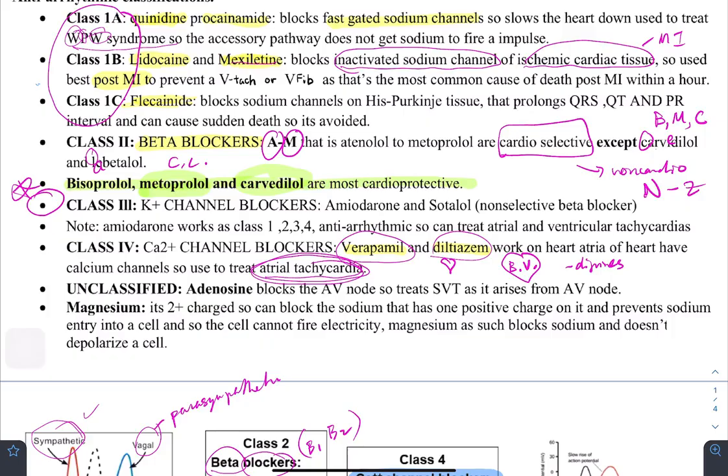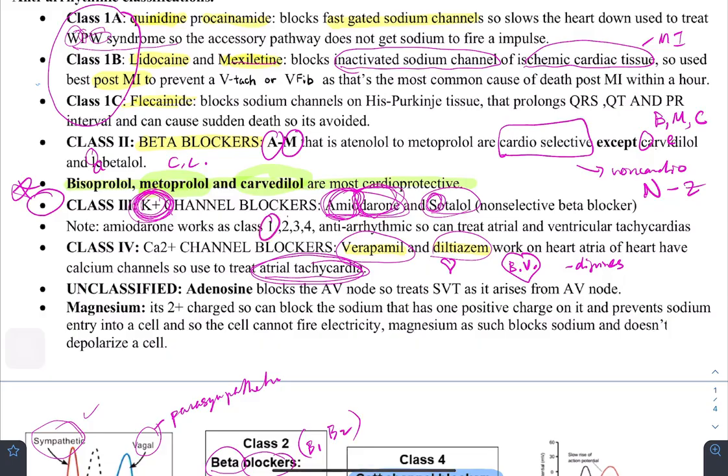Now, going back to class 3, which is your potassium channel blocker. That means it mostly blocks potassium. And those are your drugs called amiodarone and sotalol. Sotalol is your non-cardioselective beta blocker because it's the letter S right there. Amiodarone is also a very commonly prescribed anti-arrhythmia drug. Amiodarone is a very special drug. Although it is classified as class 3, actually this drug works as a sodium channel blocker.